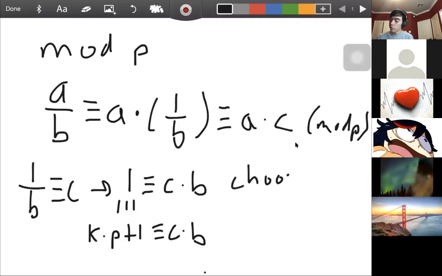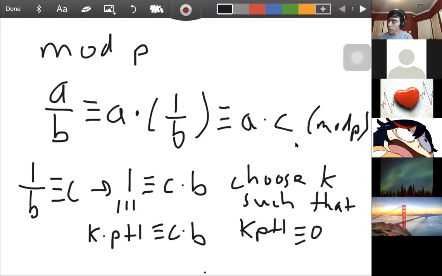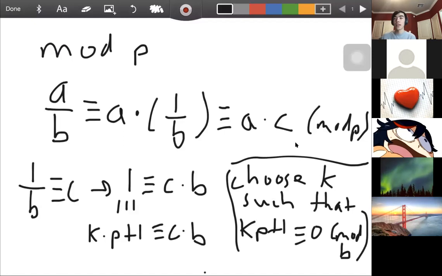So choose K such that Kp plus 1 is congruent to 0 mod B. Remember, I wrote B here, not P, because we want Kp plus 1 to be a multiple of B, which means it's congruent to 0 mod B. Already, you should be seeing why mathematicians like to use modular arithmetic. It makes it so much easier to write that this is a multiple of this, this is congruent to this, etc. So we choose that specific K value, and then we can clearly find what C is just by dividing by B over here.